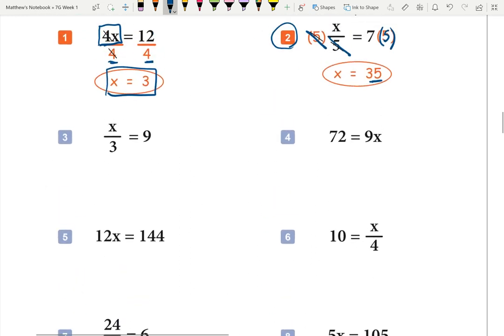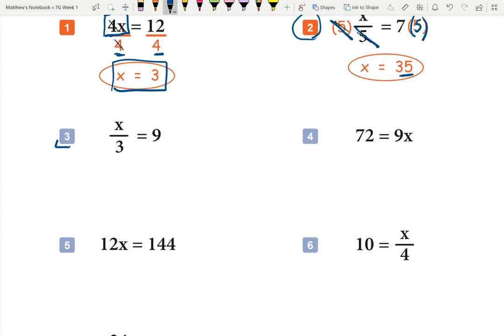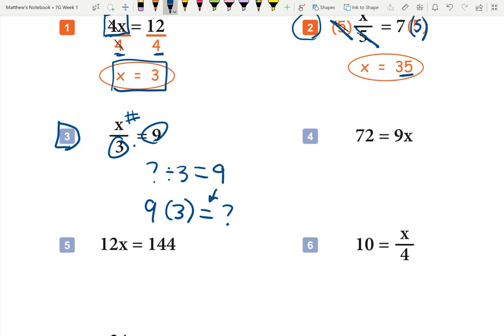Now let's go ahead and attach some meaning here. If we look at number 3, it's saying what number divided by 3 equals 9? Well, here we can rewrite this as multiplication to help us figure this out. We could say 9 times 3 gives us what number? You see how we can rewrite division as multiplication?